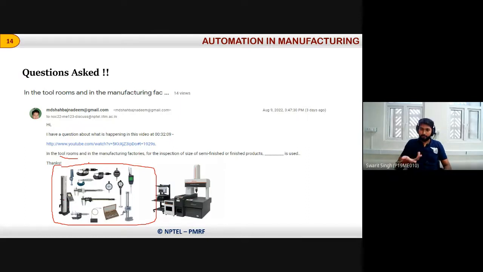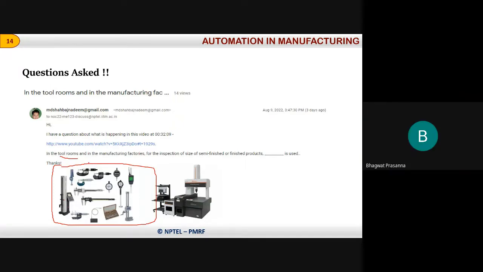So it's based on the... kindly mute yourself, those who are not speaking. Bhagwat, kindly mute yourself.